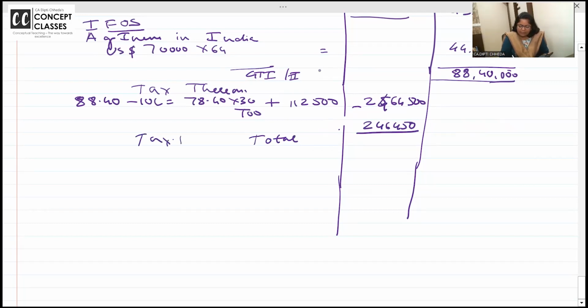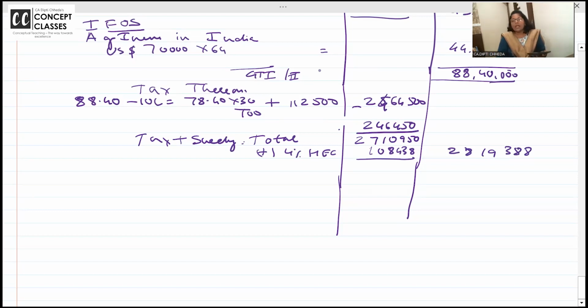टोटल टैक्स प्लस सरचार्ज, दोनों पे ही सेस लगेगा. 4% health है. 28,19,388. Don't do the rounding off of tax here because this is the tax in India. Now can we calculate very quickly what is, are you getting?